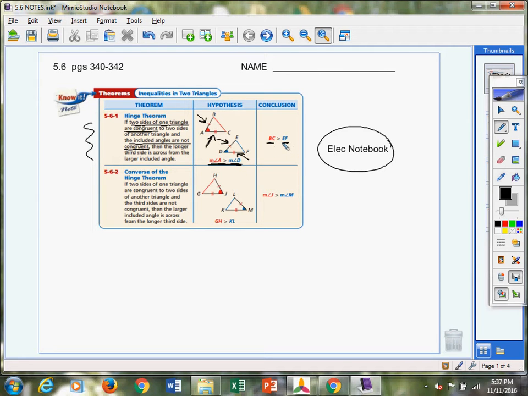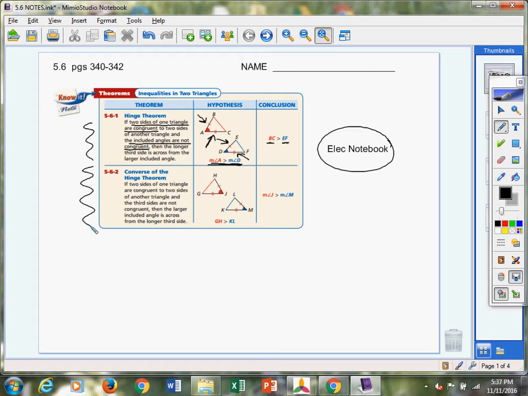So that's really important that you're catching on, and when you're looking at two triangles, that you're looking for these relationships, not assuming that they're there, but actually seeing that these two sides are congruent, but the included angles are not, okay? That's what you're looking for.